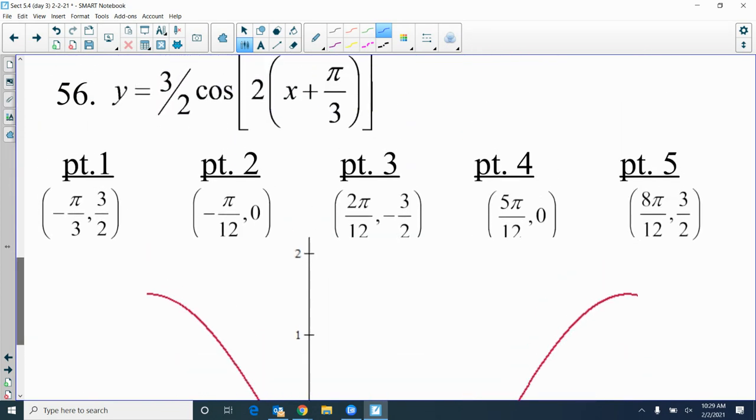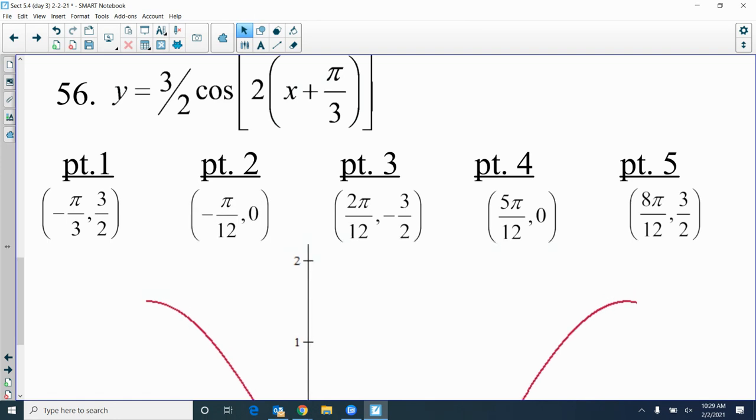All right, now here are the points for 56. Negative pi over 3, 3 halves. Negative pi over 12, 0. 2 pi over 12 or pi over 6. 5 pi over 12, 0, and then 8 pi over 12, 3 halves. So you got to be able to get those points.